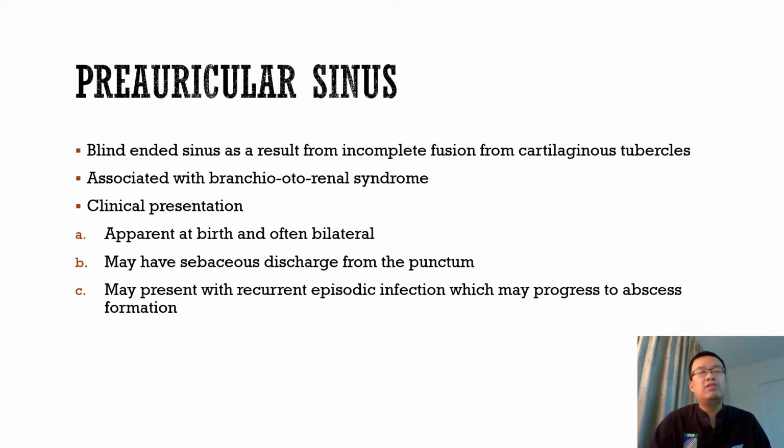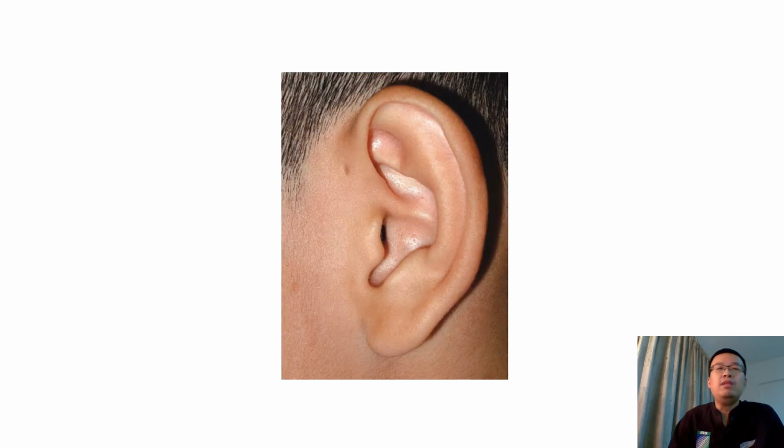Now, most of the time, it's actually asymptomatic, but they may have sebaceous discharge from the punctum, and they may present with recurrent episodic infections, which may actually progress to abscess formation. That's an image of the left ear, and you can see the preauricular sinus pretty clearly. There's no discharge, there's no abscess formation.